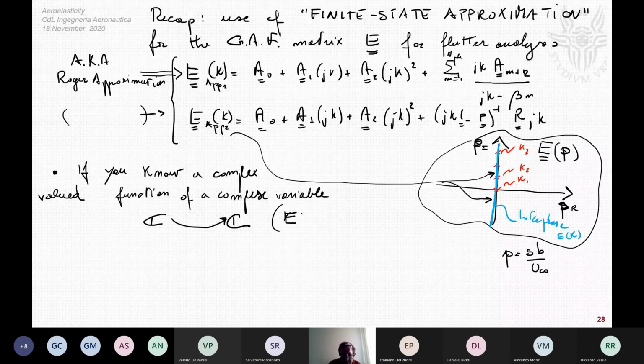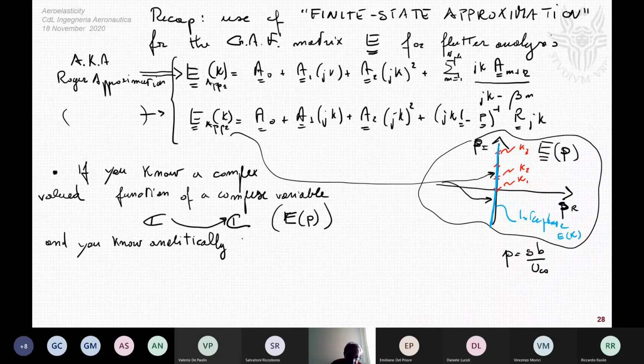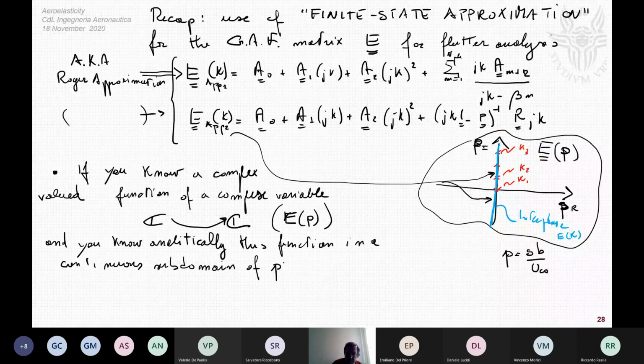this is the case of E, function of P in our case, and you know analytically this function in a continuous subdomain of P, and this is our case because we know the interpolated function on this straight line, the imaginary axis. So we have determined our function on this line.